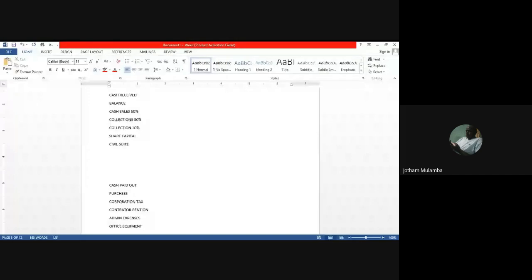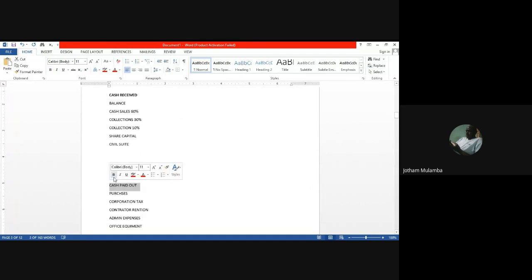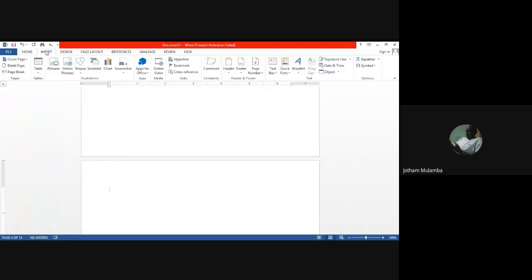So we now want to prepare the cash budget. The first item, we have distinguished receipts and payments. These receipts and payments will form the units that we are going to record on our cash account. We want to prepare the cash budget from June to December, so I will insert here a table.